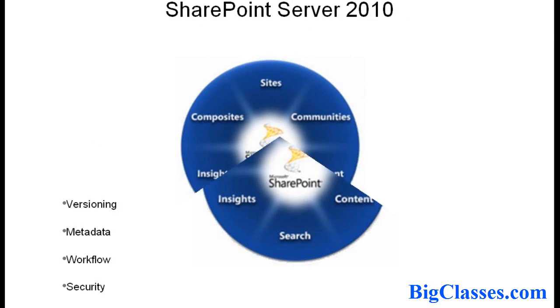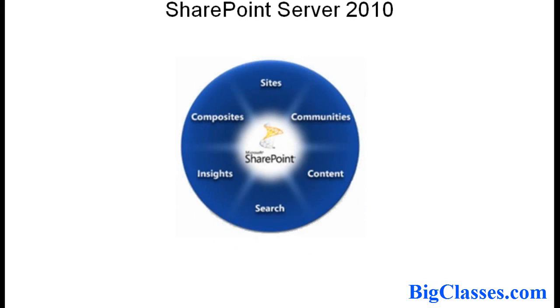So coming to the current version, SharePoint Server 2010. What exactly does it provide, and how was it improved from the earlier versions? You see the circle with 6 categories.